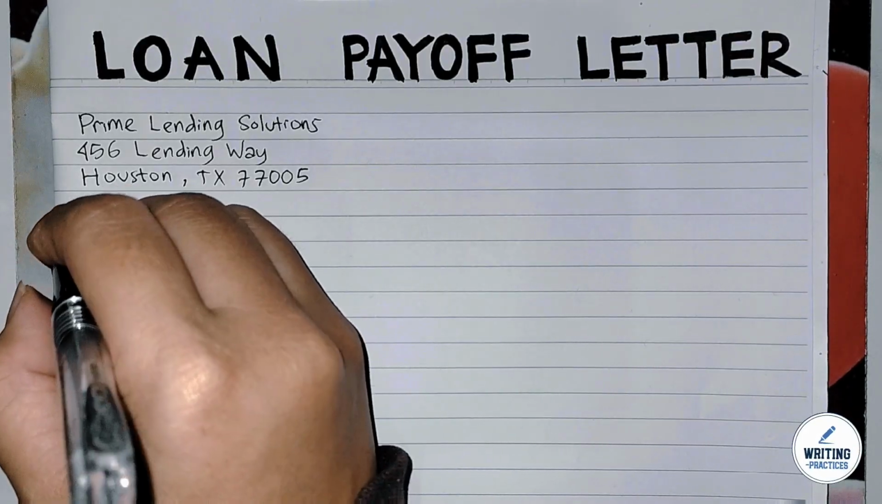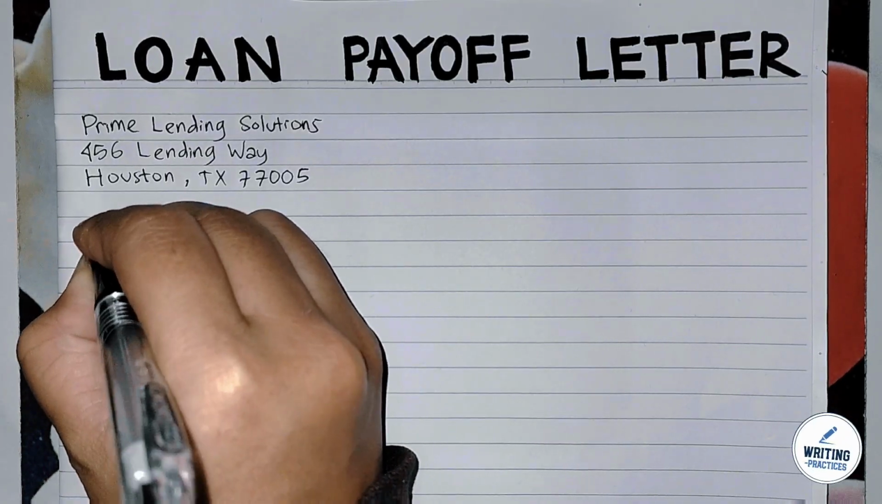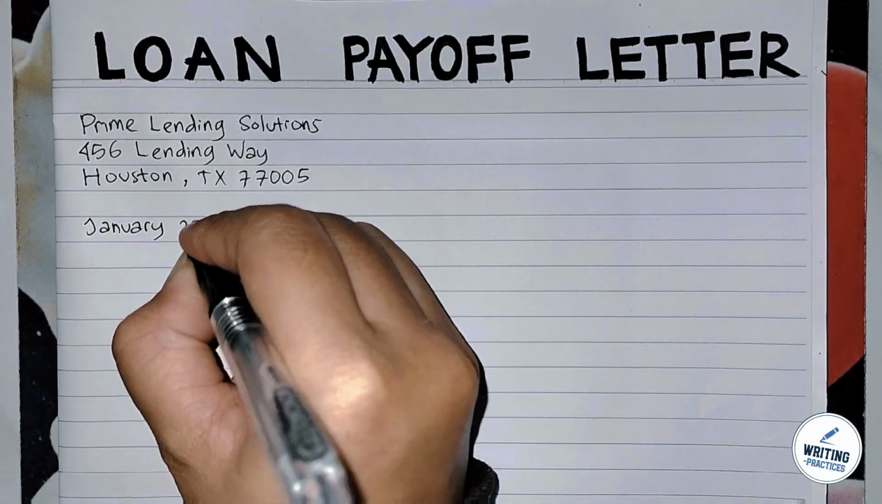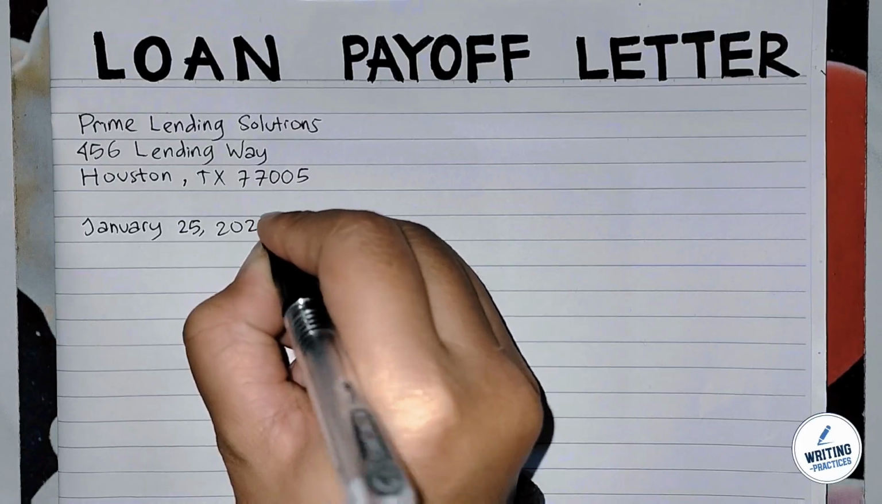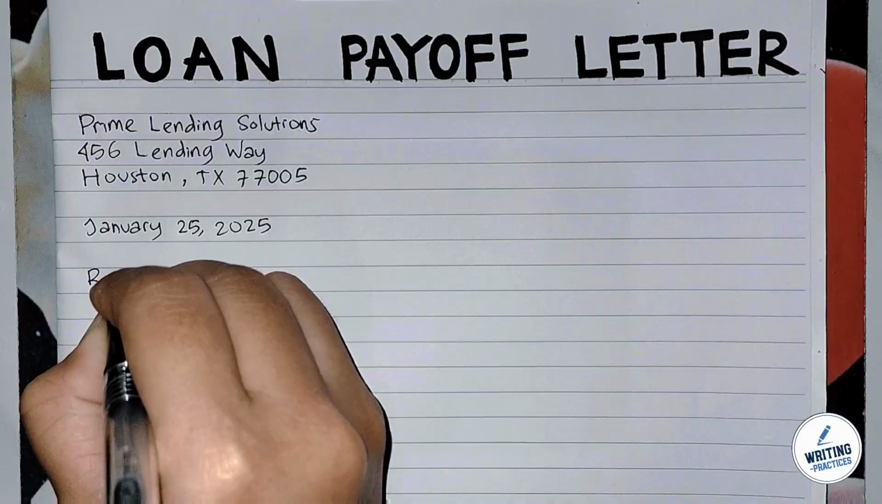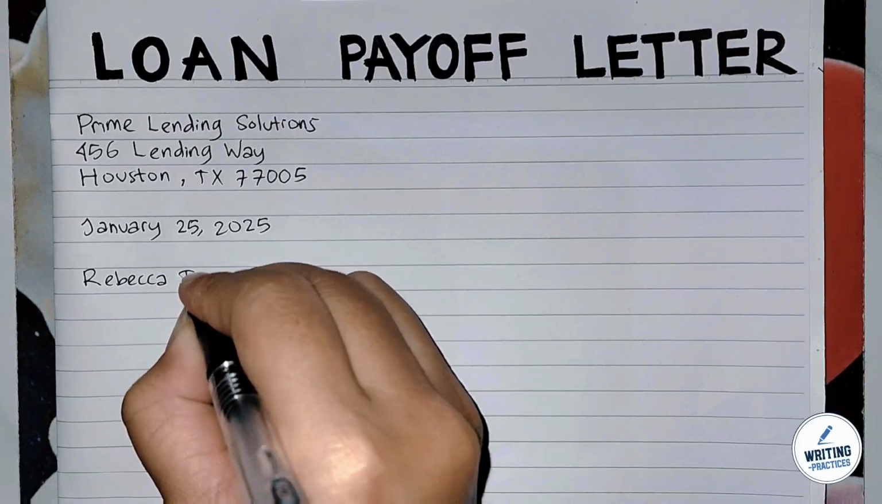Check this out. First of all, write the lender's information. If you are a company, you must include the name of the lending company. And then, write its address, contact email, and phone number. This information is typically placed at the top of the letter to clearly identify the sender.